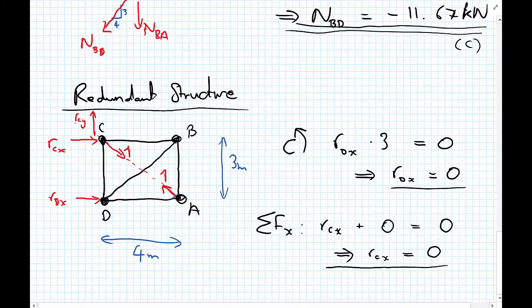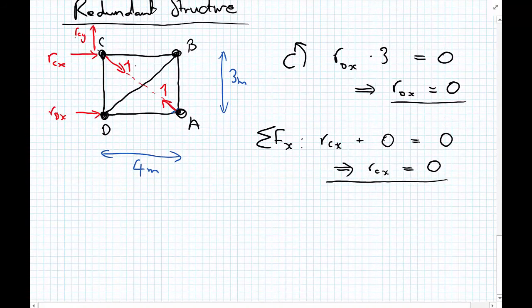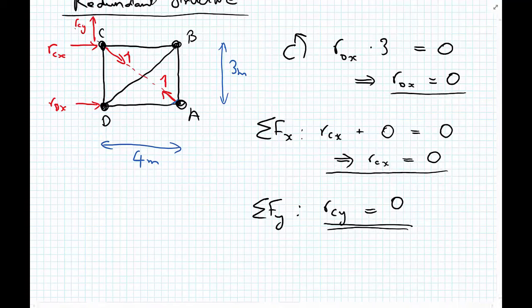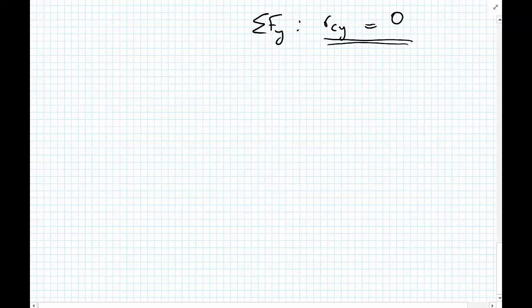And finally, we're going to look at vertical equilibrium. So the same idea again, the vertical components of the unit loads cancel each other out. And so we're left with the sum of the forces in the y direction, which means that RCY must be equal to zero. So all of the reactions are strangely equal to zero for this example. We can now proceed on to the method of joints for each of the joints A, B, C, D, and we'll probably only need three of those. So let's have a look at the method of joints.